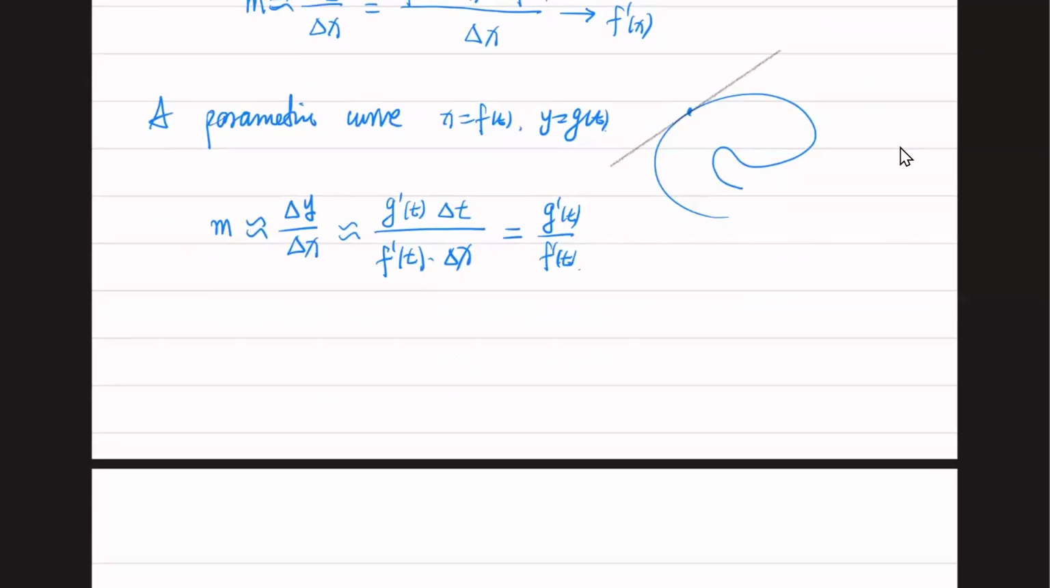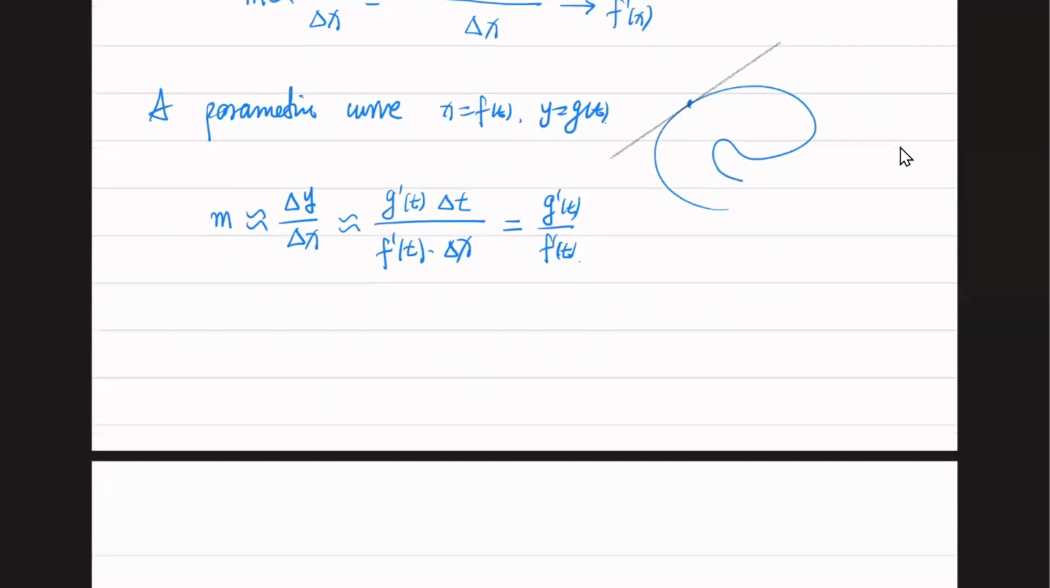Okay, let's try one. The circle at pi over 6. Find the slope of the tangent line.